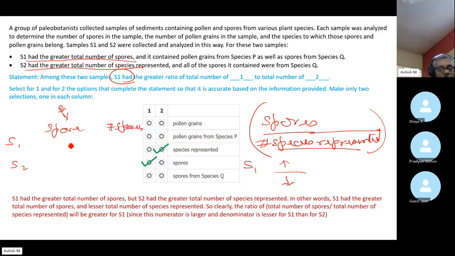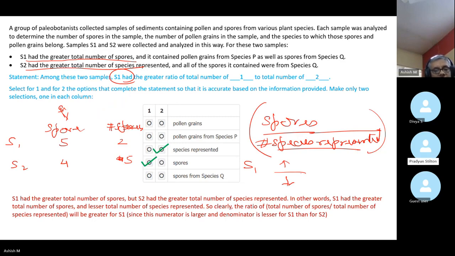So spores are more. Let's take simple values. Suppose this is 5, and let's say this is 2. Correct? Now S1 had a greater number of spores, which means this can be 4, and the number of species could also be 4, or let's take 5. So that is what you are comparing, S1 spores to S2 spores, right? S1 had a greater number of spores, so greater than S2, right?